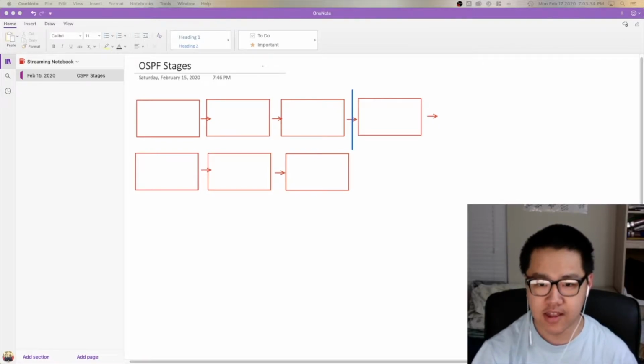We're going to be looking at the various stages that OSPF routers go through when they try to neighbor with each other, and the order in which they do that. And at the end, I'll even do a diagram outlining what happens at each OSPF stage, because it can happen really quickly in a real-world environment.